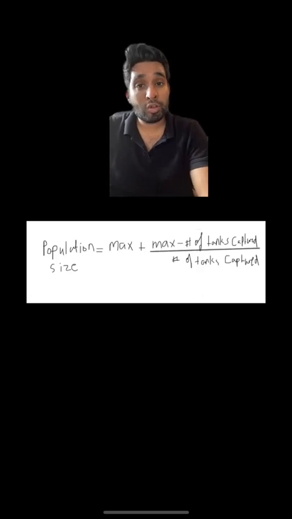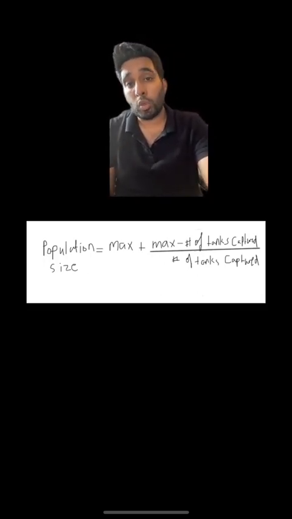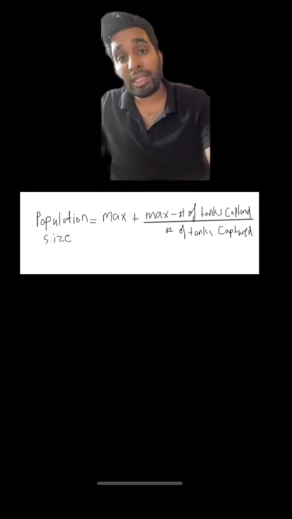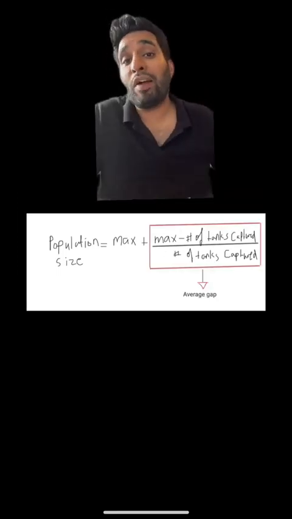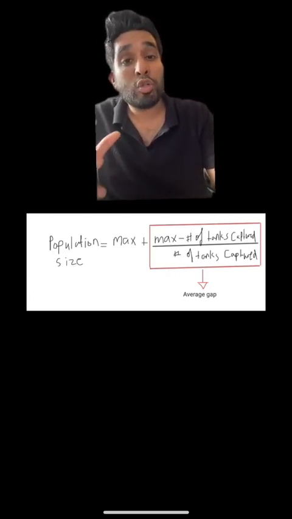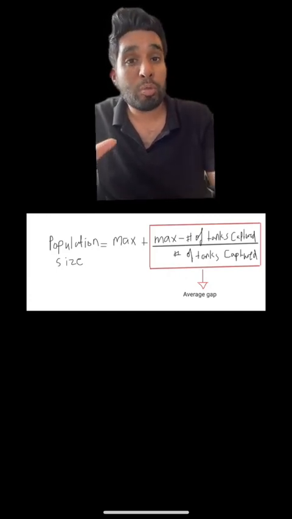You take the maximum serial number among your captured tanks. To that, you add the maximum serial number minus the number of tanks captured, divided by the number of tanks captured. And although the derivation of this formula is a little complicated, here's the intuition behind it. You see, in this scenario, the key information available to us are the gaps between the serial numbers and the number of tanks captured. So if we take the average gap between the serial numbers, which is the second term of this formula, and add it to the maximum serial number, it turns out that that is a really good estimate of the actual population size.